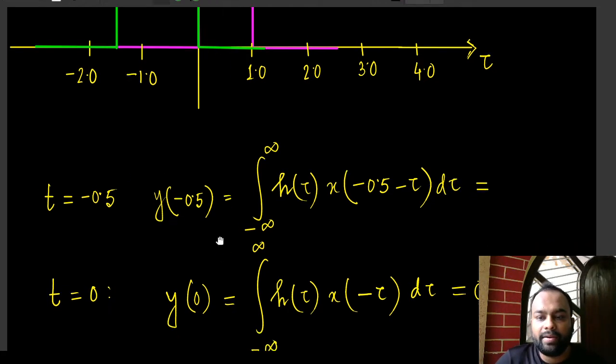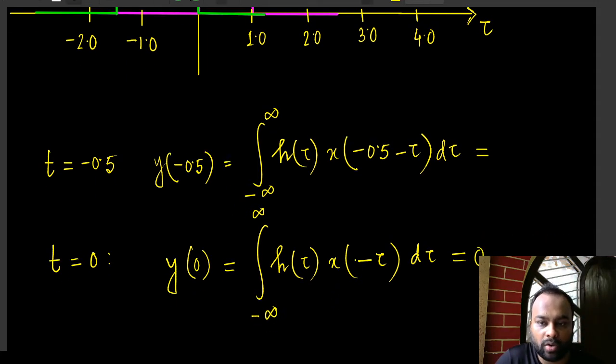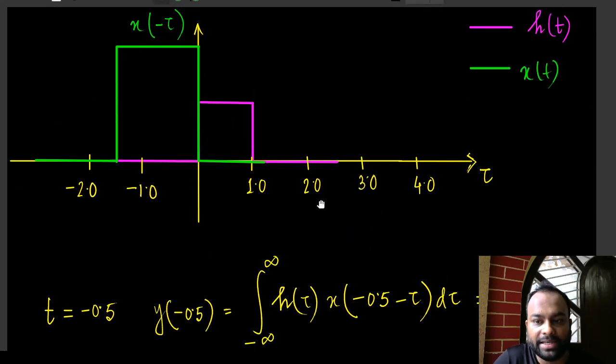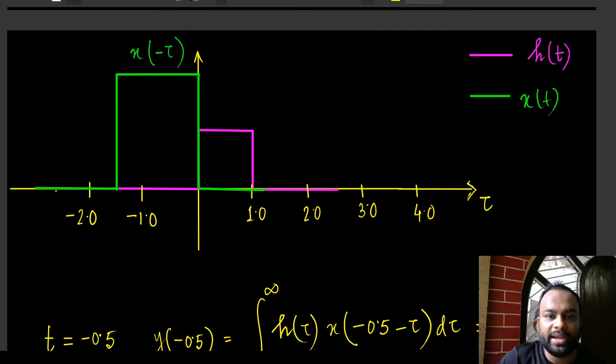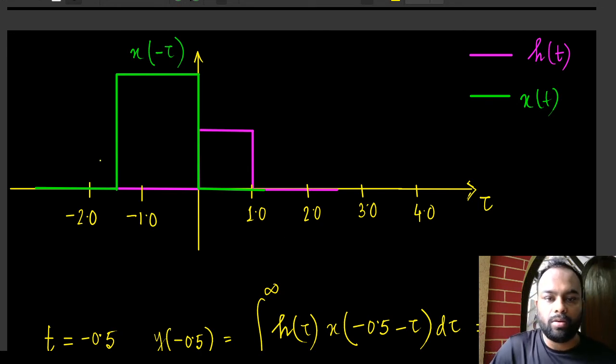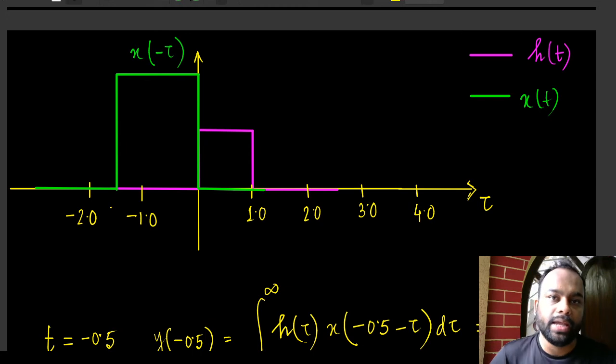But again, try to understand, what did I already have? I had x of minus tau. Now I want to calculate x of minus half minus tau, right? Please do tell me someone, what do I need to do to x of minus tau in order to get x of minus half minus tau? What else do I need to do? And again, we talked about the shifting properties and everything in an earlier class. Please someone let me know.